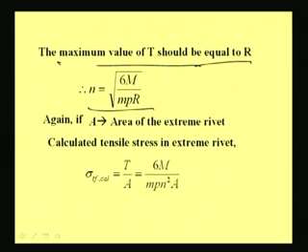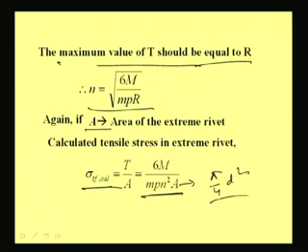Now, again if we consider A as the area of the extreme rivet, then the tensile stress in the extreme rivet will become T by A, which will be 6M by MPN square into A, right, where A is equal to pi by 4 into D square. So, sigma Tf calculated, meaning the calculated tensile stress, can be found from this formula.